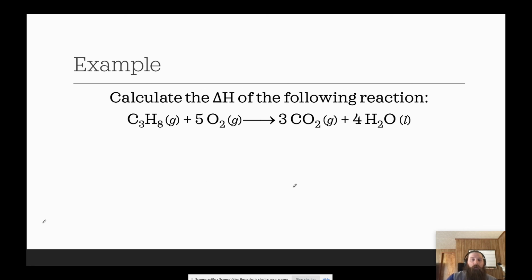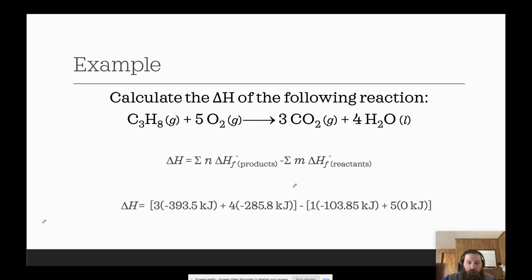So let's look at one of these. We want to find the delta H for the following reaction. We have C3H8, so that's propane, and 5 oxygens, and we're going to make 3 carbon dioxides and 4 waters. So this is the equation that we need. And so we go to that table. And here is our table.